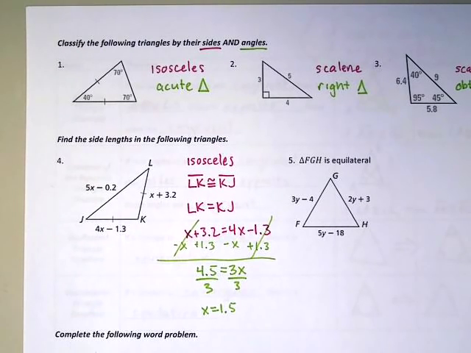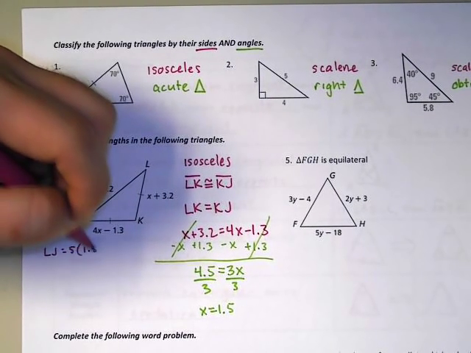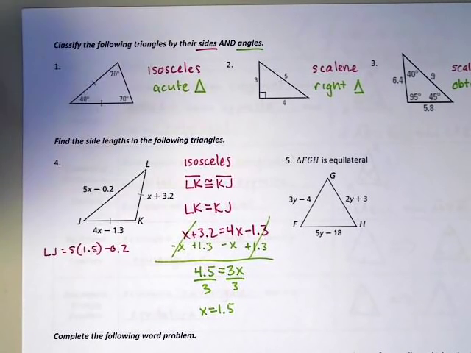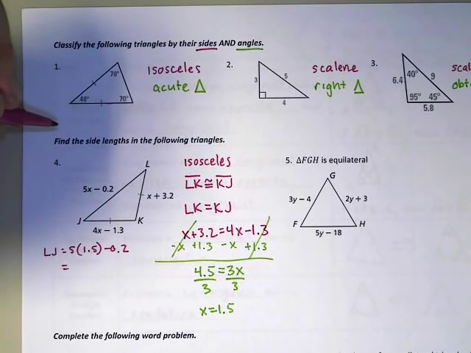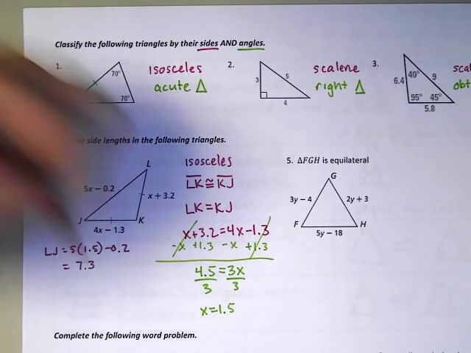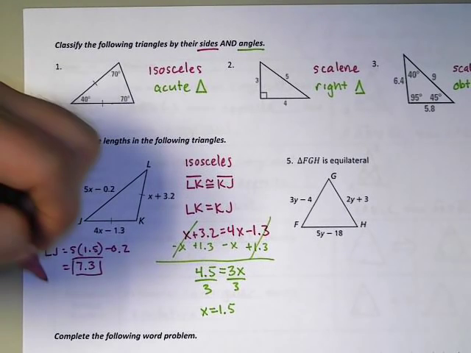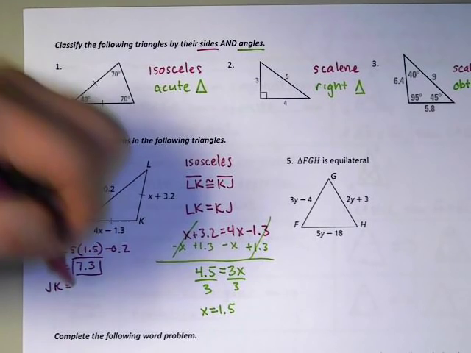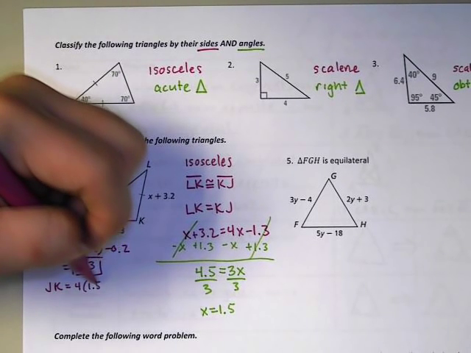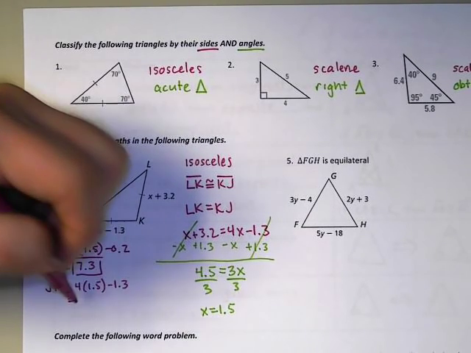So LJ equals 5 times 1.5 minus 0.2, which is 7.3. Please use a calculator if you need it. JK, or KJ, however you want to say it, is 4 times 1.5 minus 1.3, and that is 6 minus 1.3, so 4.7.